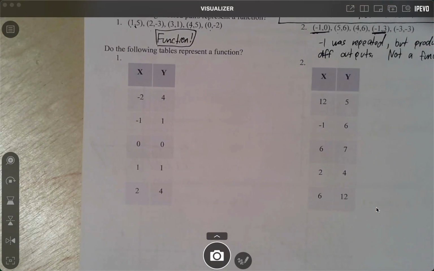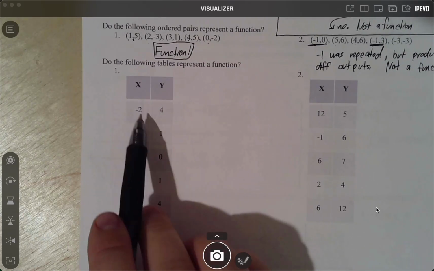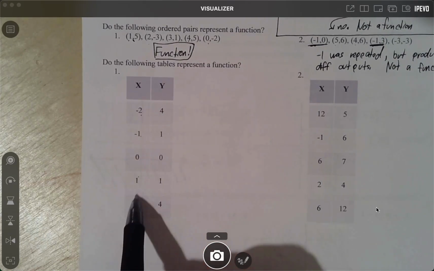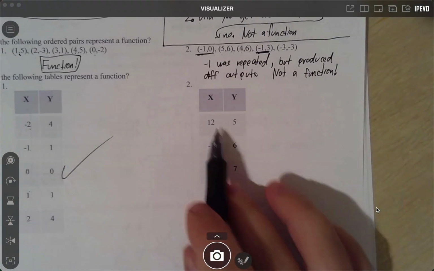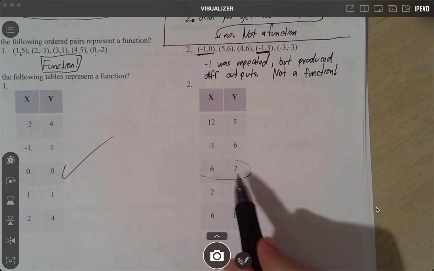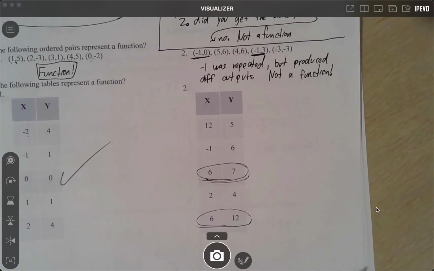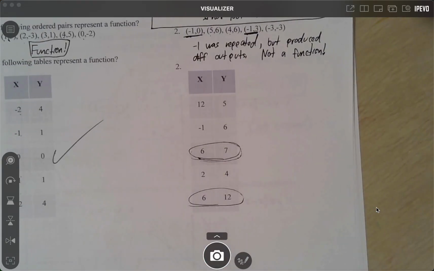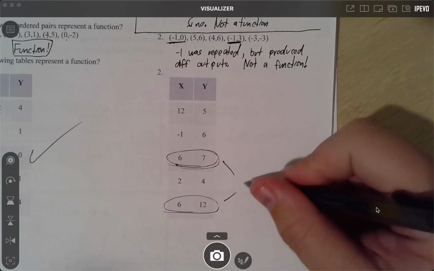All right. Different ways of displaying the data, but that's fine. Take a look at these x values: -2, -1, 0, 1, 2. That's a function because the x value is never repeated. And then up next, 12, -1, 6, 2, and 6. Wait a minute. Those just repeated. And gosh, now I'm thinking 6, 2, 6 and Lilo and Stitch. But oh well. Anyways, this would not be a function.